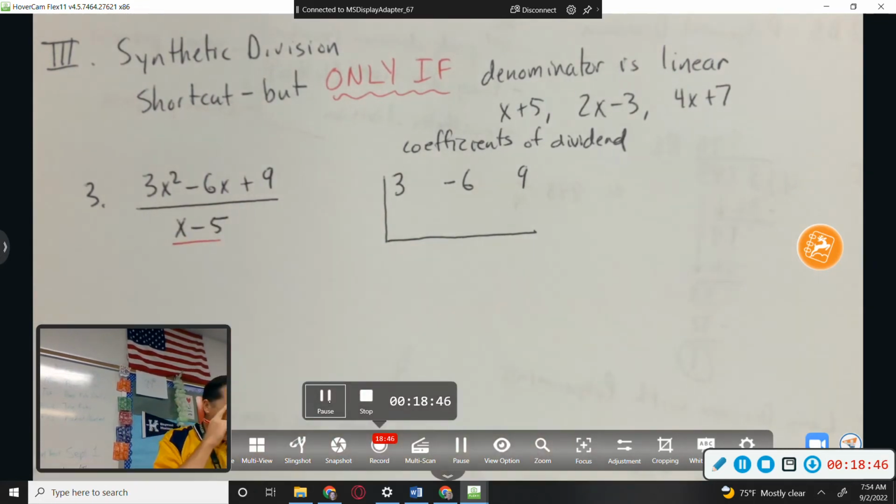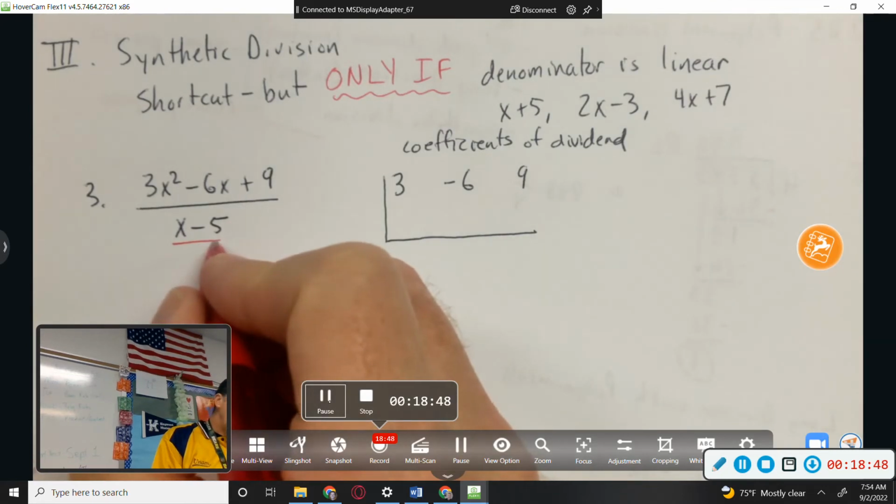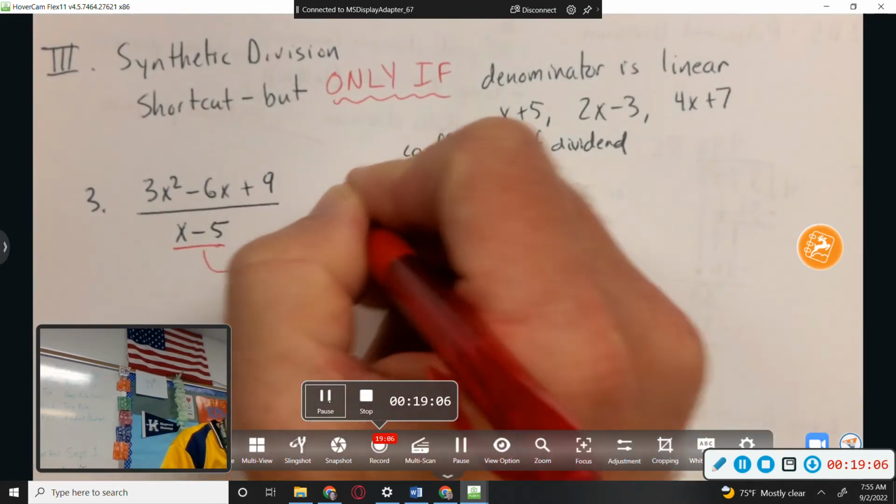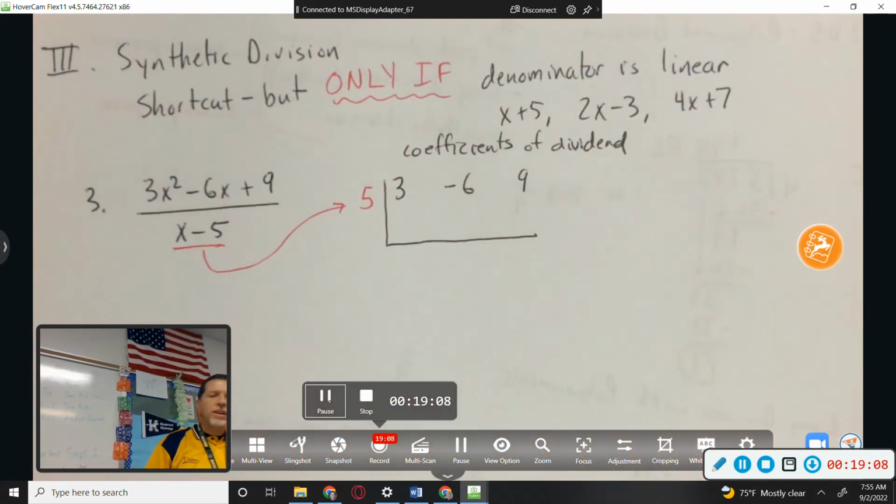Here's the way I think of it. If x minus 5 is a factor, that's kind of what we're testing when we divide, to see if it divides in evenly, then we say it's a factor. If x minus 5 is a factor, then what would the root be? 5. So we're going to put a plus 5 right there.